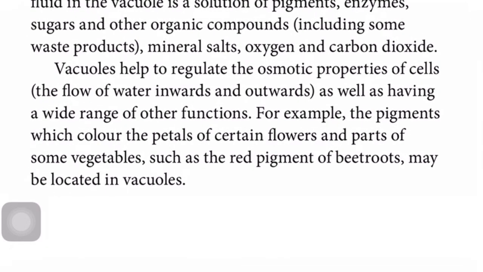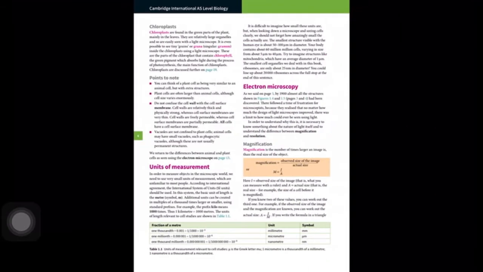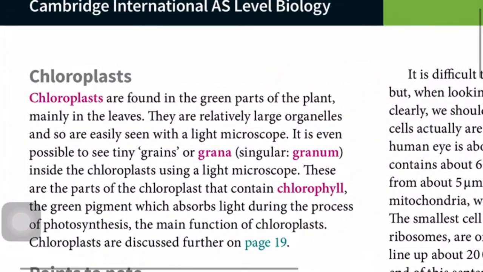Vacuoles help to regulate the osmotic properties of the cell. For example, the pigments which color the petals of certain flowers and parts of some vegetables, such as the red pigment of beetroot, may be located in the vacuoles. Good. Now, chloroplasts are found in green parts of the plants, mainly in the leaves.